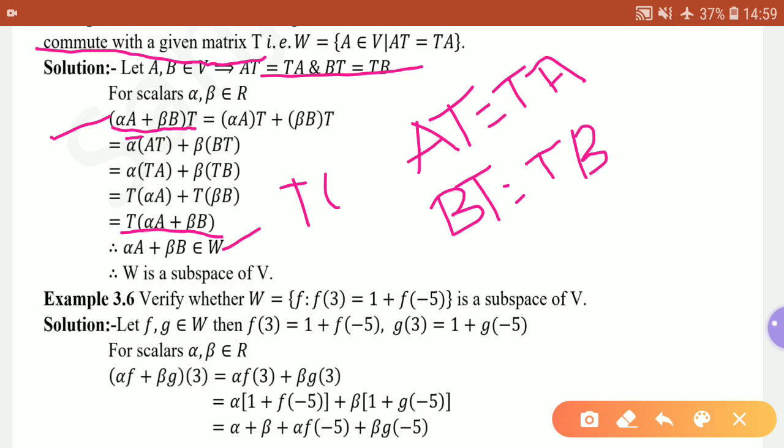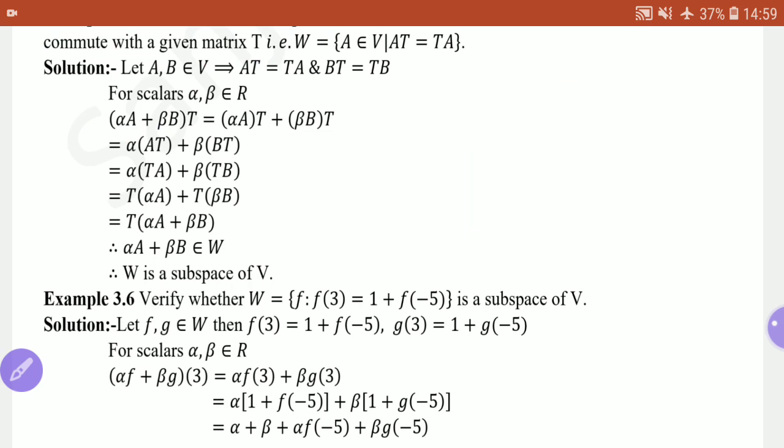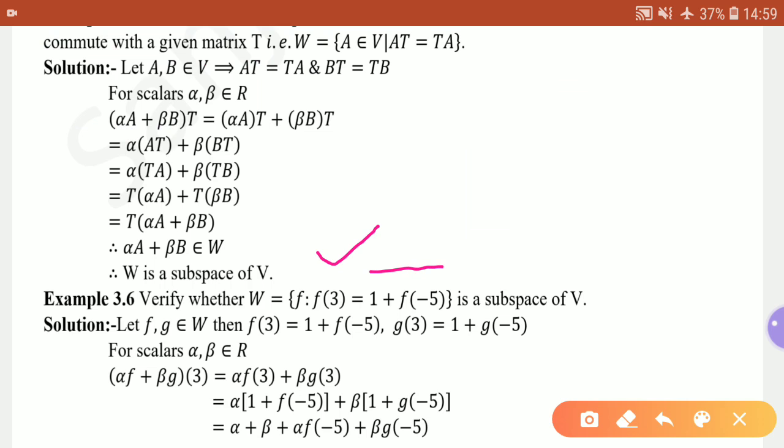Now another example: verify whether this set W, where the members of W are functions f, such that the value of the function f at 3 equals 1 plus f at minus 5. We need to verify whether it is a subspace or not.